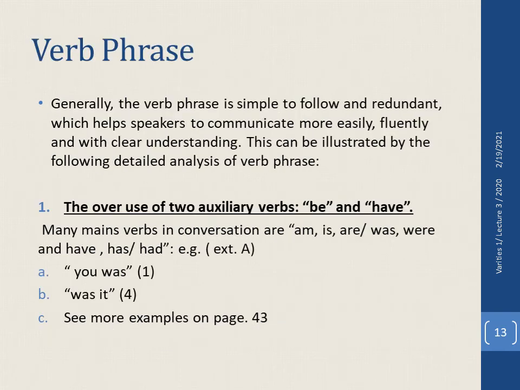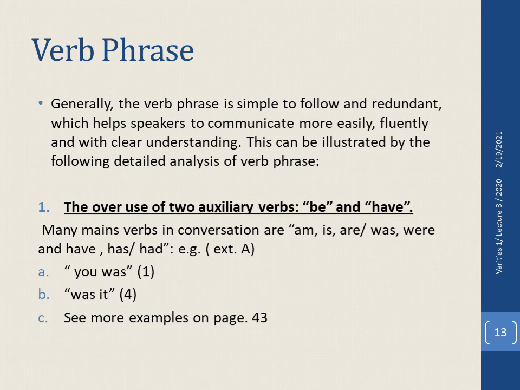As when it comes to verb phrase, generally the verb phrase is simple to follow and redundant, which helps speakers to communicate more easily, fluently, and with clear understanding. This can be illustrated by the following detailed analysis of verb phrase. First of all, the overuse of two auxiliary verbs, be and have. These two verbs are excessively used. Many main verbs in conversation are am, is, are, was, were, and have, has, had with all their forms.